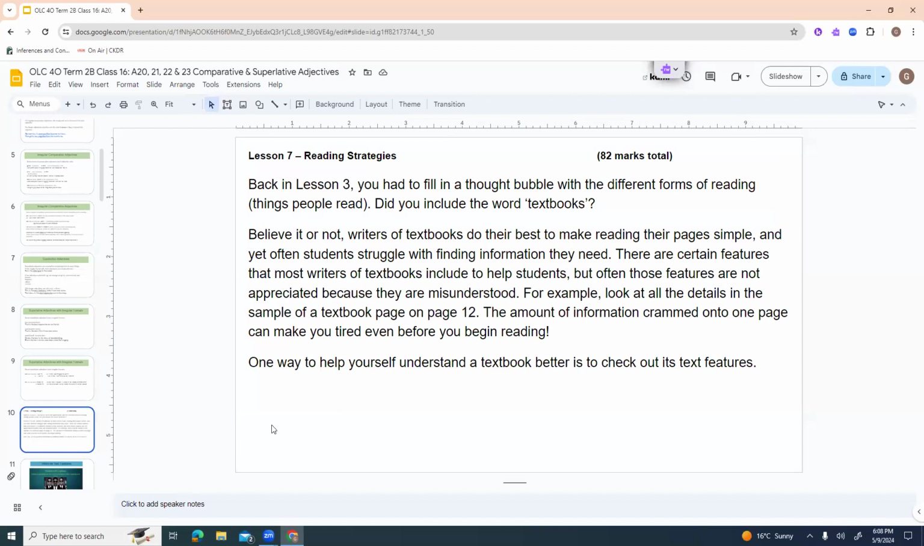Okay, so we're looking at lesson 7 here. We're talking about reading strategies. Back in lesson 3, we had to fill in a thought bubble with different forms of reading. And I wonder, did you include textbooks? Because believe it or not, writers of textbooks do their best to make the reading of their pages simple. And yet, often students struggle with finding information they need, which I understand because most textbooks are very busy. There's a lot going on.